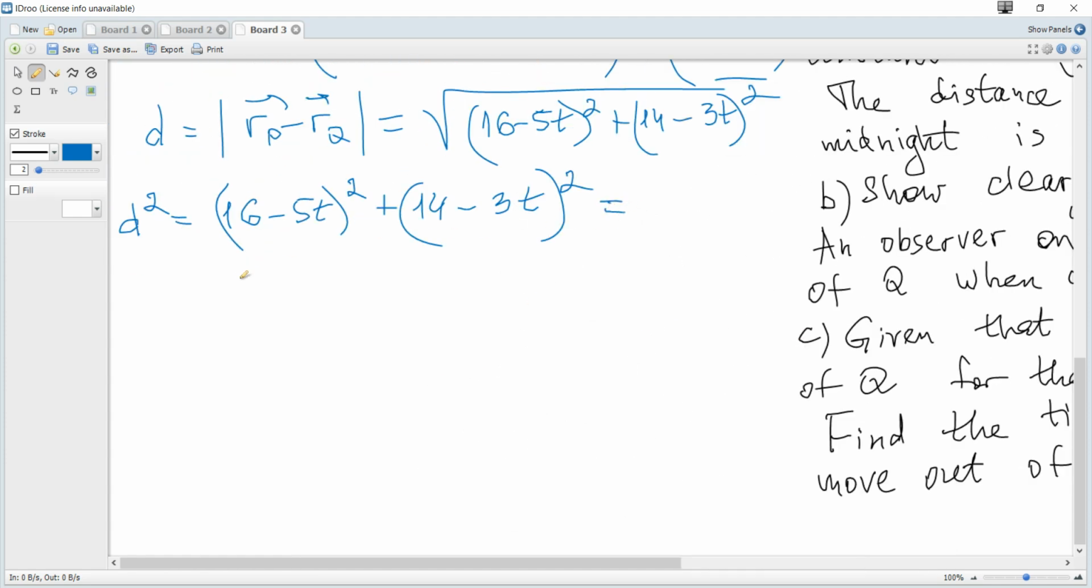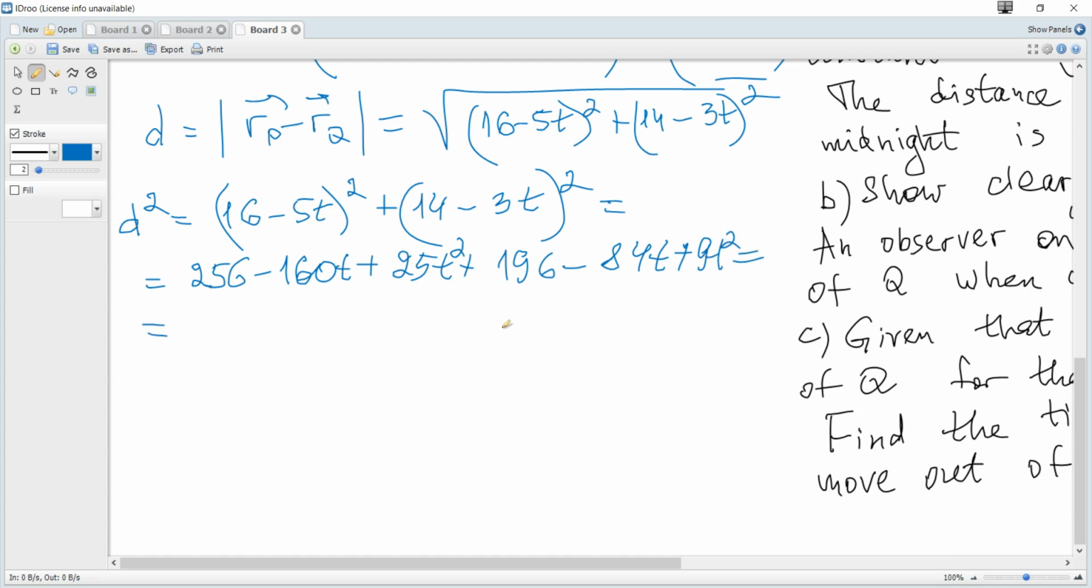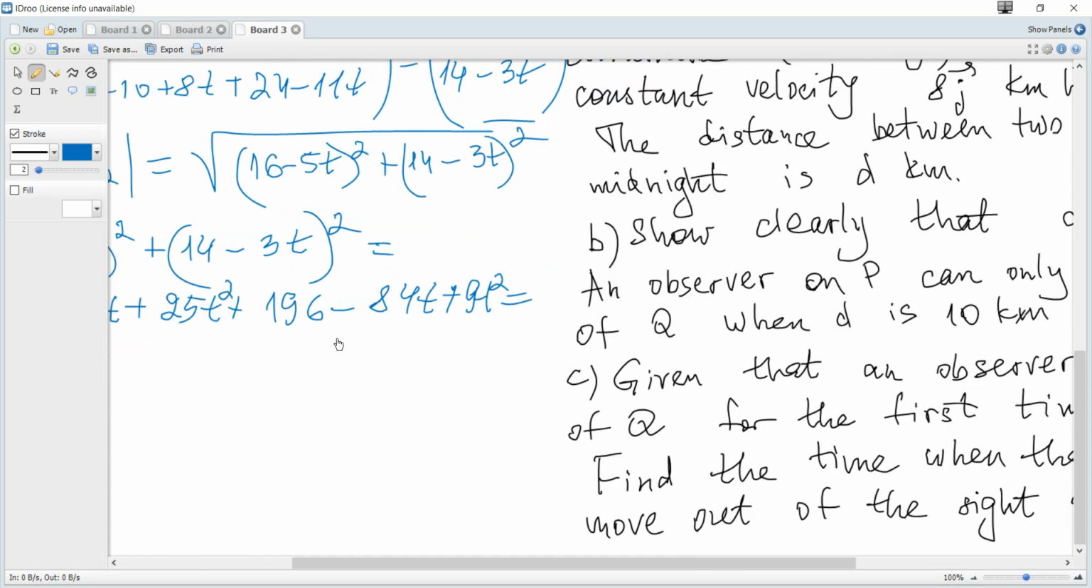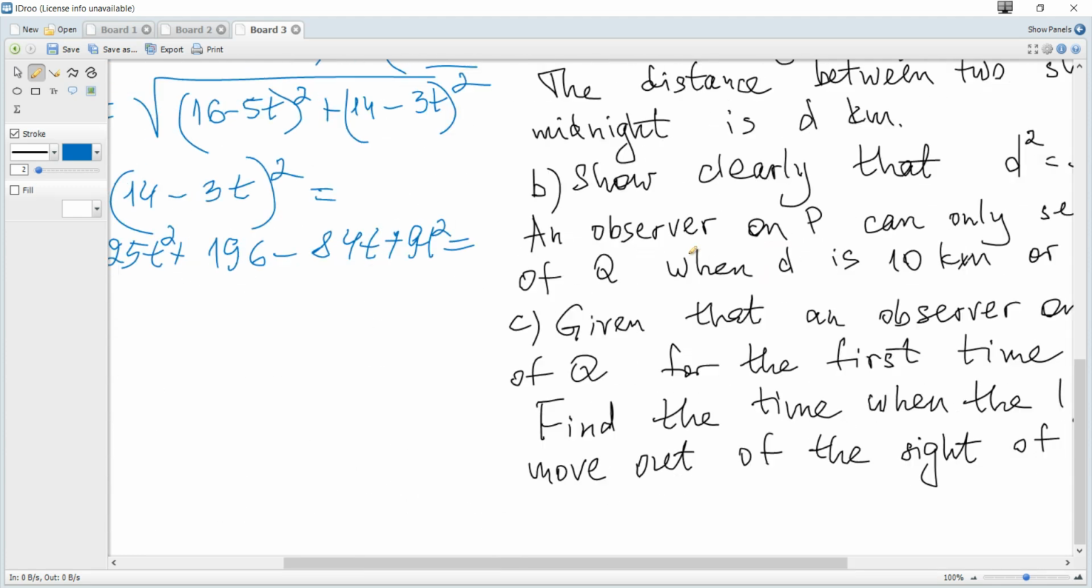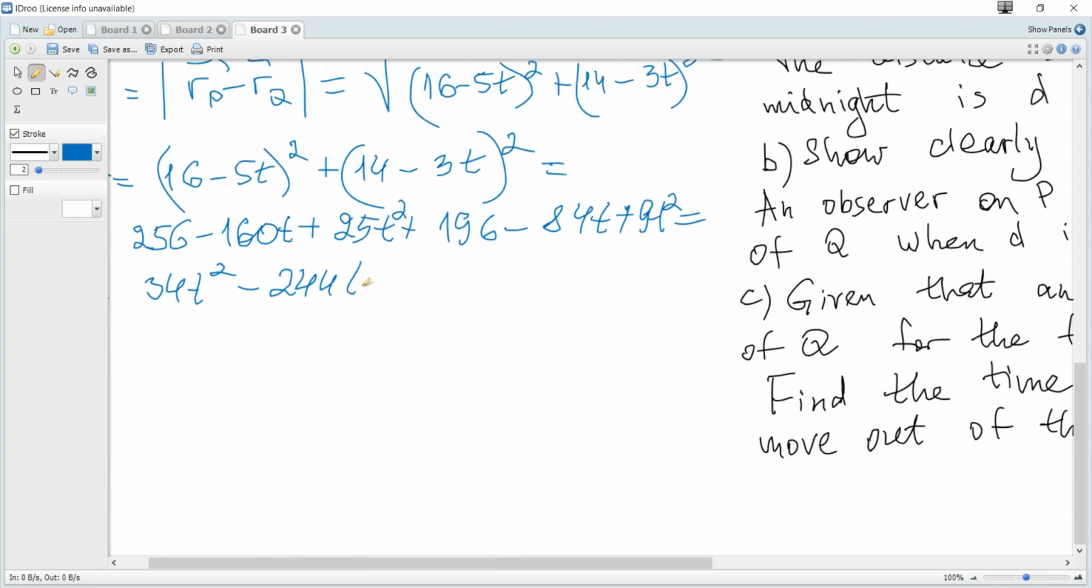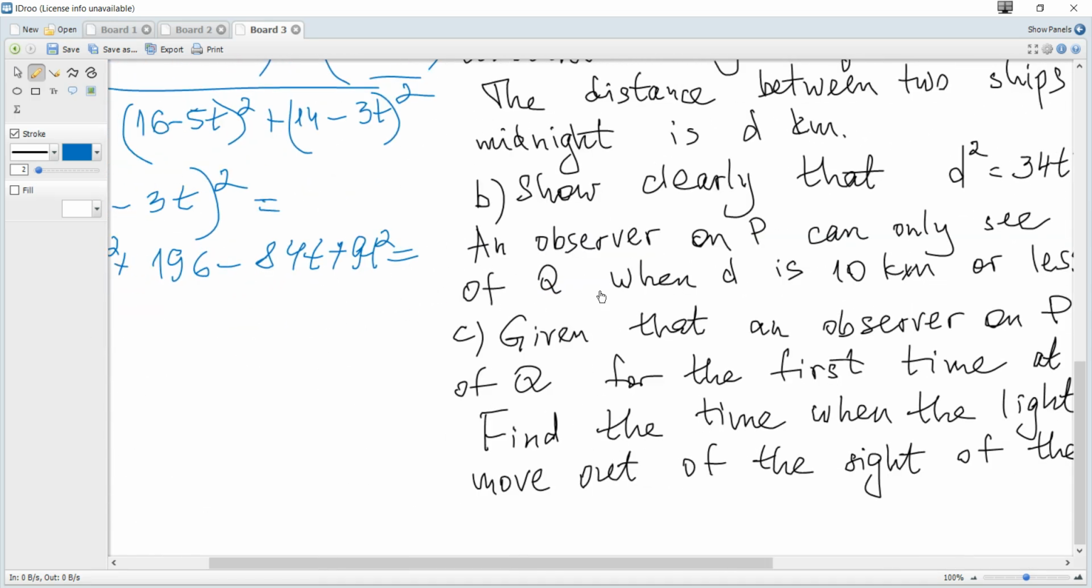Let's expand. It becomes 256 minus 2ab, so it's 160t, plus 25t squared, plus 196 minus 84t plus 9t squared. You can see that 25 plus 9 is 34t squared, minus 160 plus 84, it's negative 244t, and 256 plus 196 is 452.